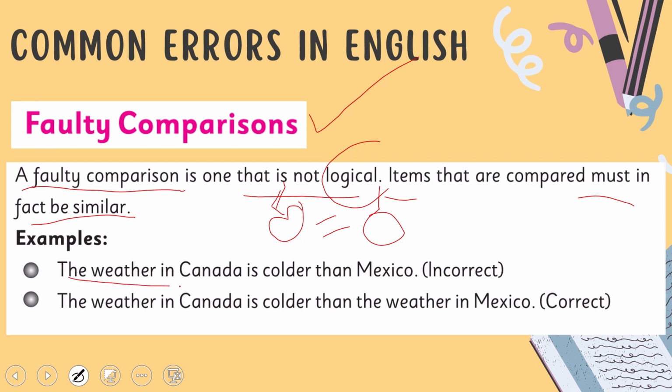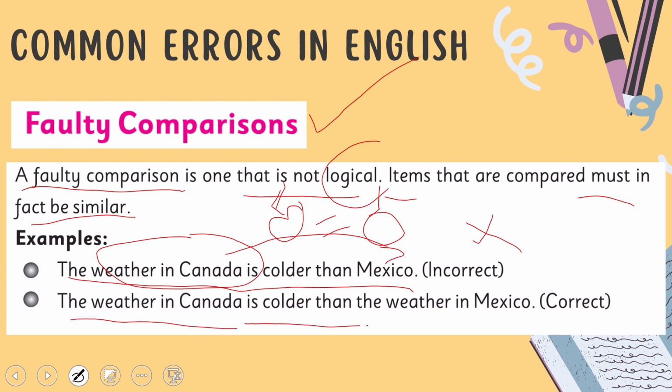The weather in Canada is cooler than Mexico. Incorrect. You are comparing the weather in Canada with the country Mexico. That's not right. The weather in Canada is colder than the weather in Mexico. Now this is an equal comparison. This is correct.